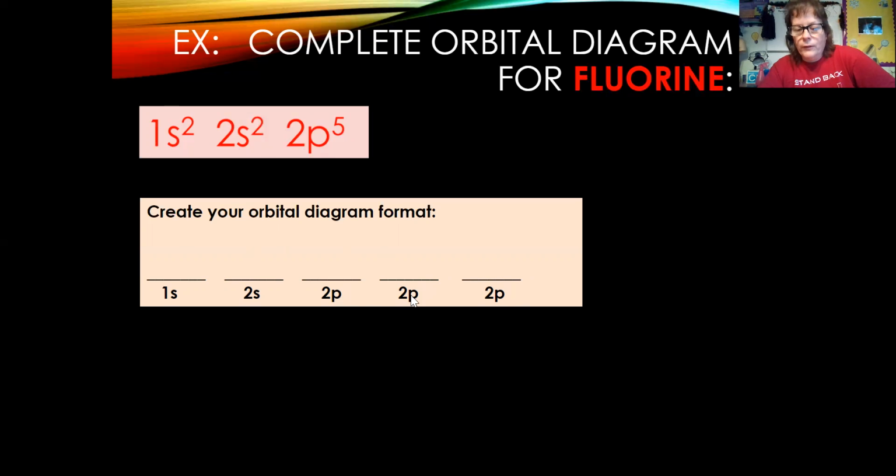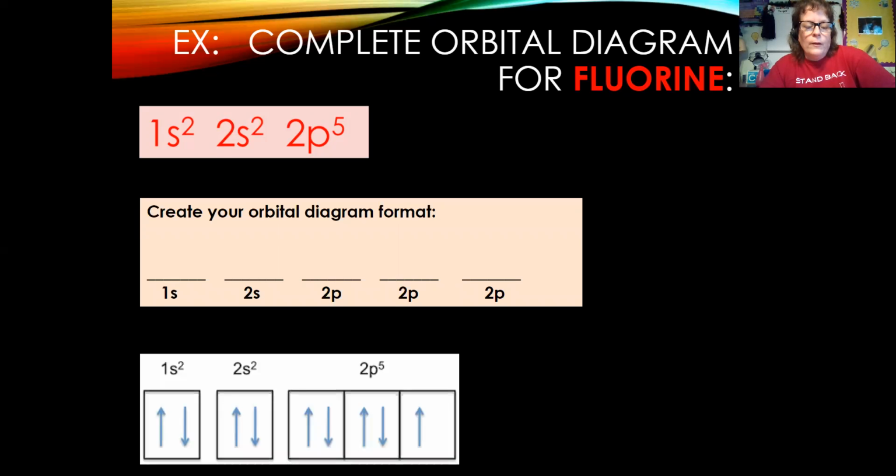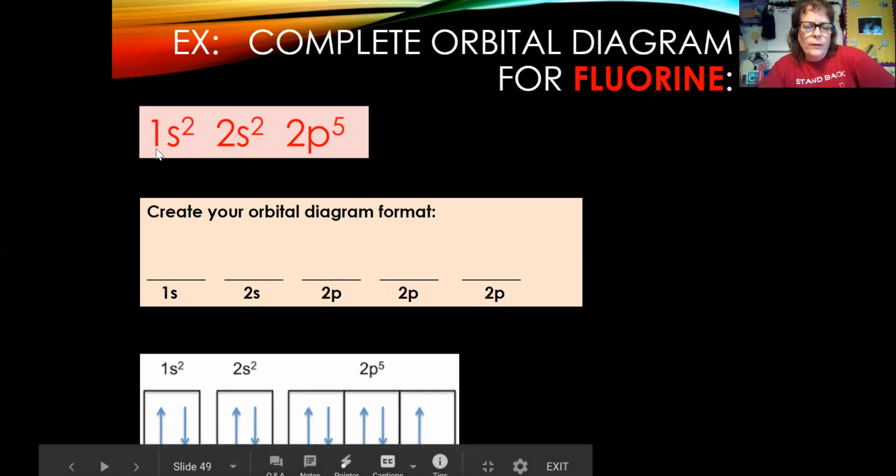I put 2p on all of them. You really only need to put it once, but just for teaching purposes, there's going to be 3 orbitals in that 2p. Okay, here is your answer. You're going to start with 1s2. There's 2 arrows, so you're going to put the 2 arrows representing the 2 electrons there in opposite spins to make sure they go in a different direction.